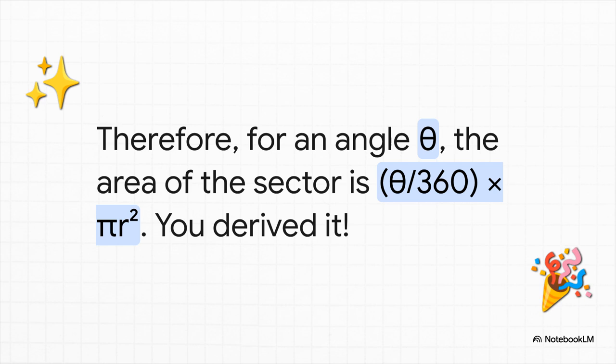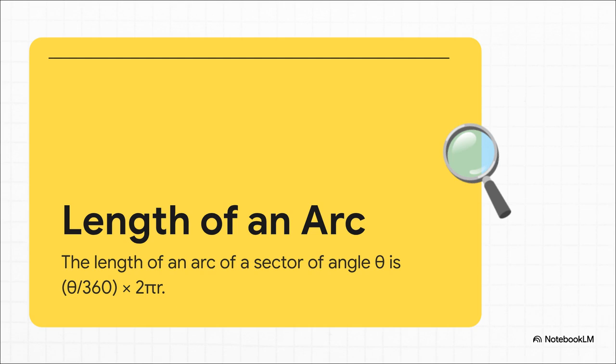Well done. Now, what if you don't want the area of the whole slice? What if you only want to know how long the crust is? You know, the best part for some people. That's called the length of an arc. And the logic is exactly the same. The total crust of the pizza is just the circumference, which is 2 pi r. So for our angle theta, the length is just theta over 360 times 2 pi r.